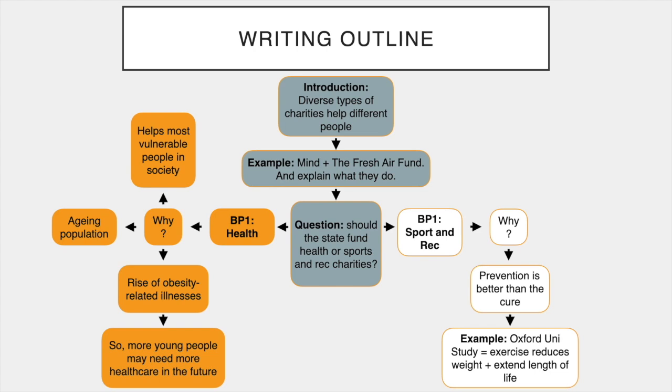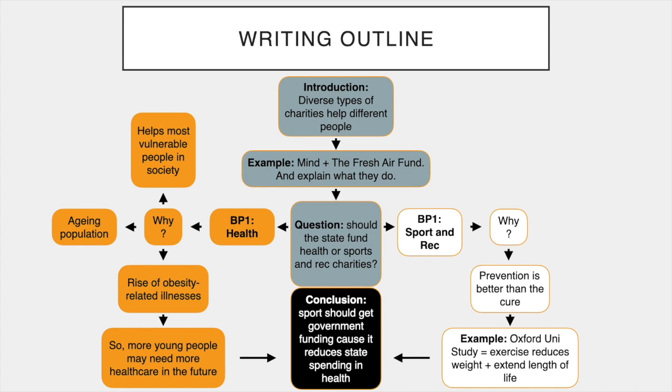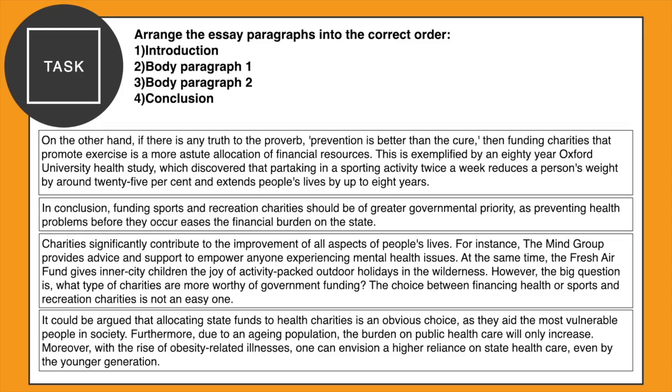Therefore, I decide to write a conclusion clearly stating that sports and recreation should get government funding over health, as it reduces the state's spending on health. Now it's time for a task. So arrange the essay paragraphs into the correct order so that you have an introduction, a body paragraph 1, a body paragraph 2, and a conclusion. So pause the video and press play when you're ready to continue.